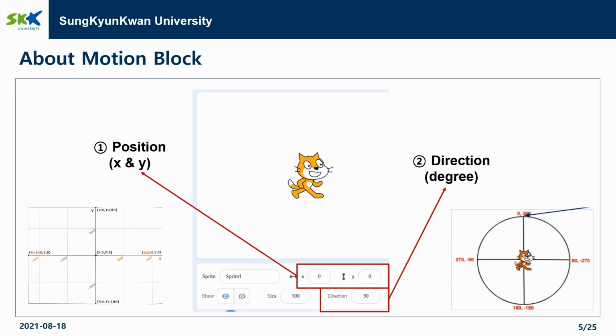We can set the position and direction element for each sprite in here. Position element is constructed with x and y. We can set the x and y value, then sprite will be positioned at x, y point. X is horizontal axis and y is vertical axis like in the picture on the left. And direction element is constructed with degree. Similarly, we can set degree value, then sprite would have that direction. The direction of degree is shown in the picture on the right.